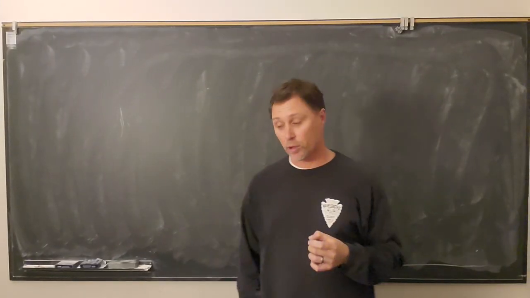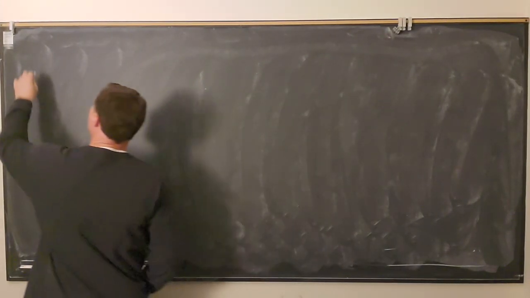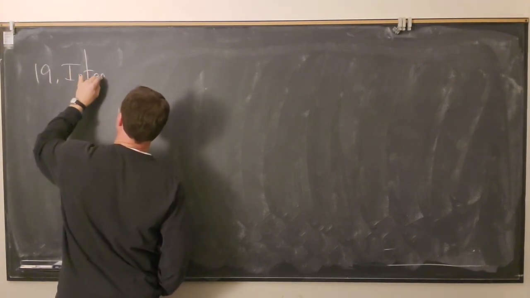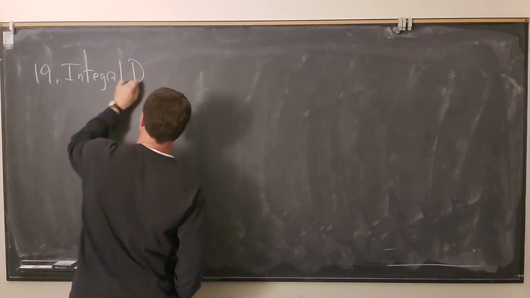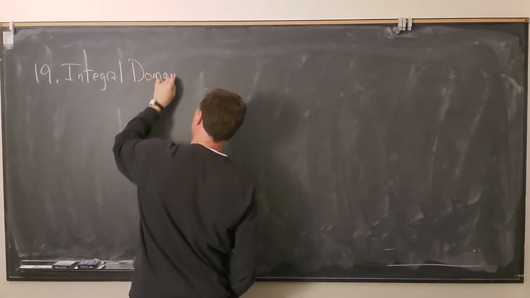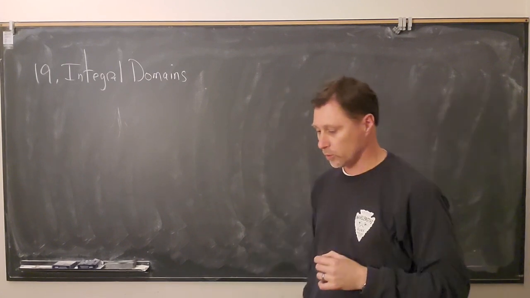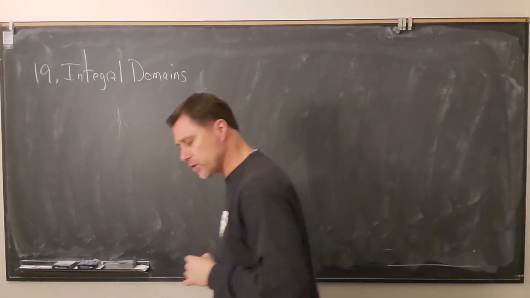Let's start a new chapter as we continue our study of rings. So this is going to be chapter 19. It's called Integral Domain. An integral domain is an important type of ring, and we're going to learn what that is soon. But let's introduce the topic like this.